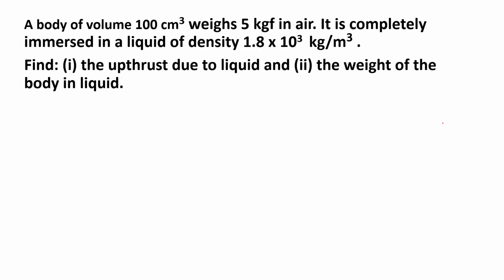Hello students, in this question it is mentioned that a body of volume 100 centimeter cube weighs 5 kilogram force in air. So its volume is given as 100 centimeter cube and weight is given as 5 kilogram force. Okay, kilogram force is a gravitational unit of force. So it is completely immersed in a liquid of density 1.8 into 10 raised to 3 kg per meter cube. So we need to find the upthrust due to the liquid and the weight of the body in liquid. This weight of the body in liquid is also called the apparent weight.